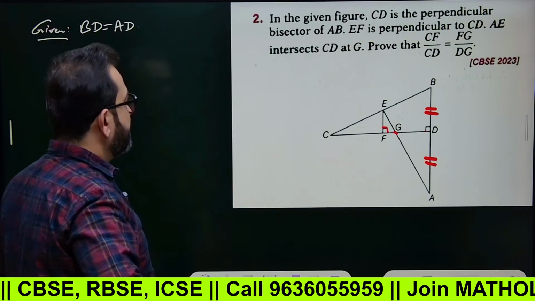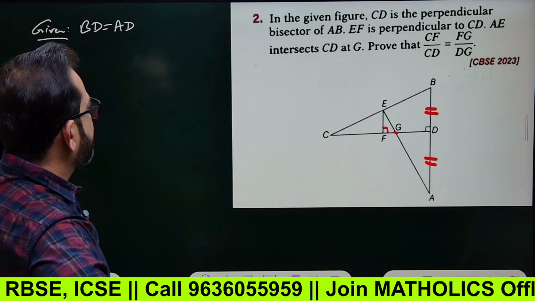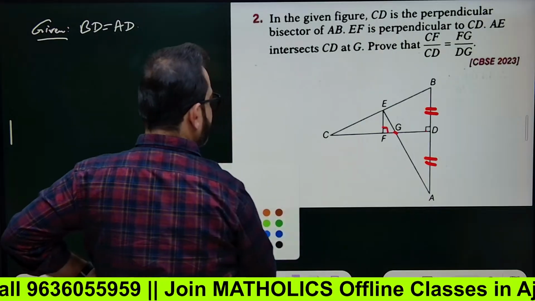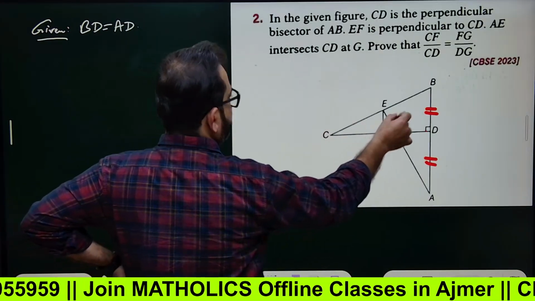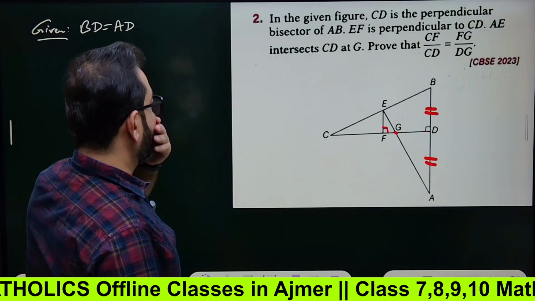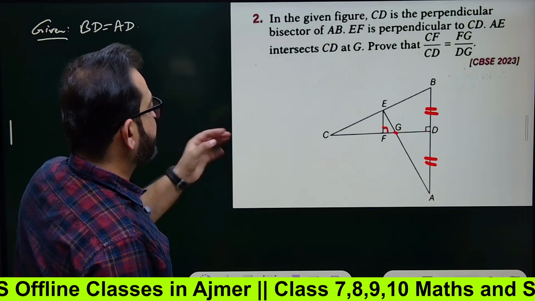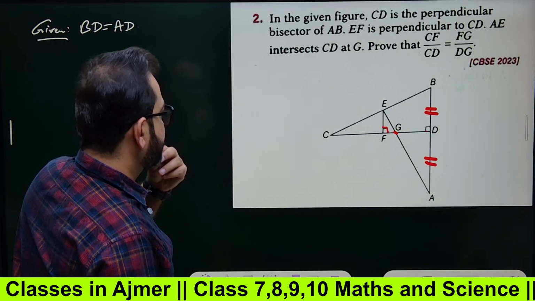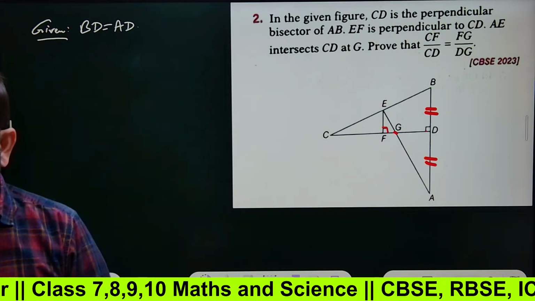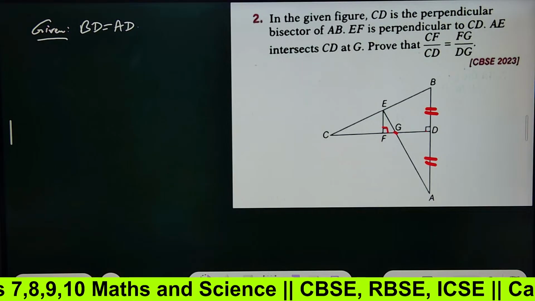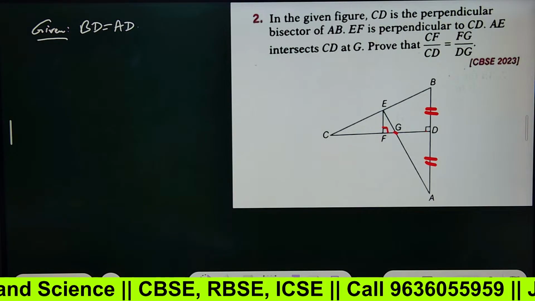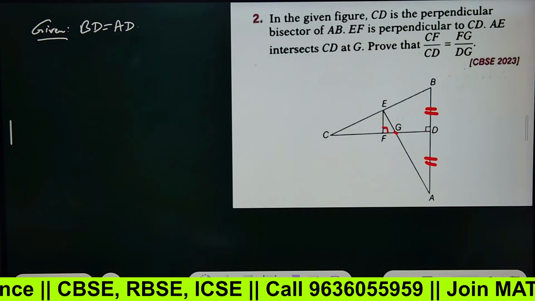Read this question. In the given figure, CD is the perpendicular bisector of AB, which means BD equals to AD. EF is perpendicular to CD. AE intersects CD at G. Then prove that CF upon CD, we have to find some ratio for CF upon CD. Now, what to do?